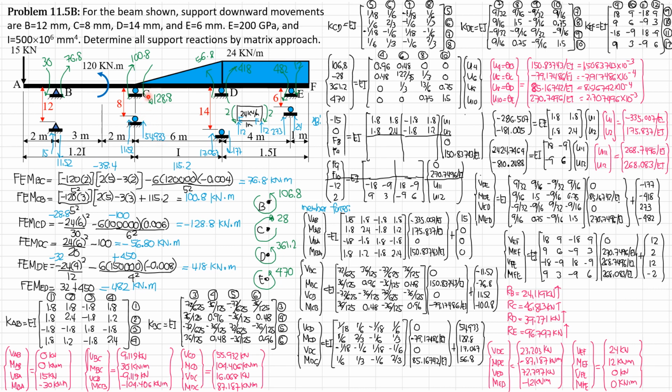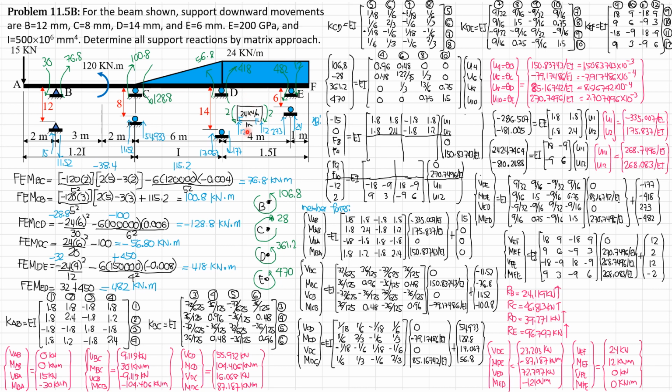Then summation forces Y equals 0. 54.933 plus fixed end force DC equals 1/2 of 6 times 24. You'll get 17.067 kilonewtons, also upward.